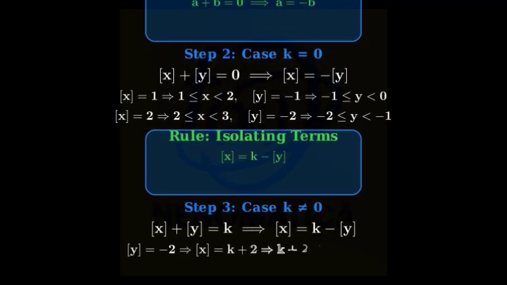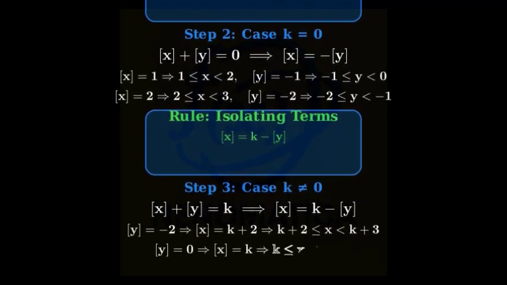Sample pairs. If floor y equals negative 2, then floor x equals k plus 2, which means x is between k plus 2 and k plus 3. If floor y equals 0, then floor x equals k, so x is between k and k plus 1.